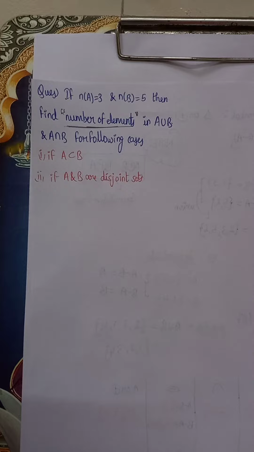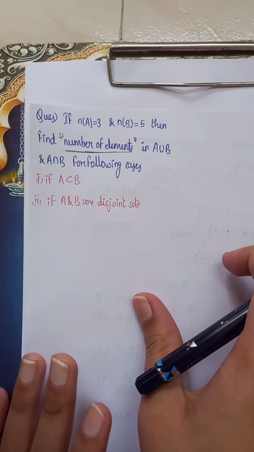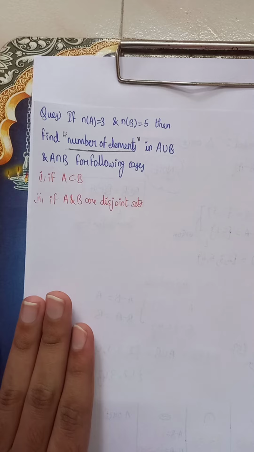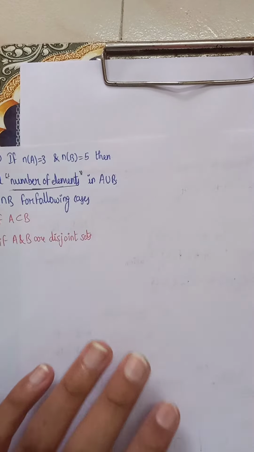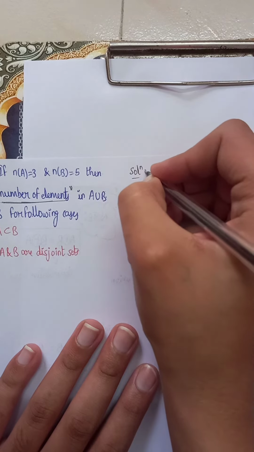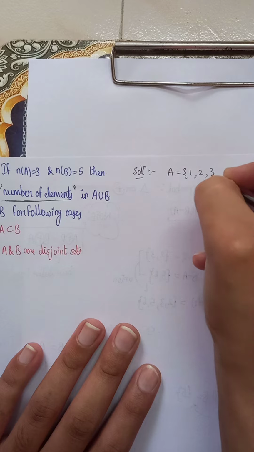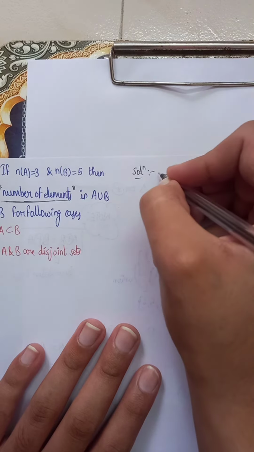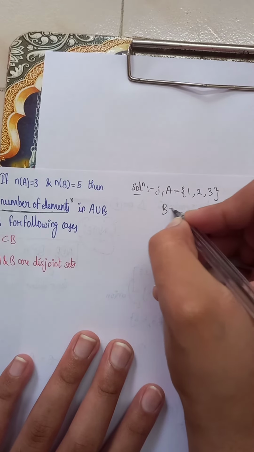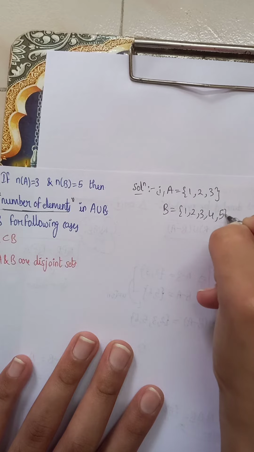So first, if A is a subset of B, let's solve this by taking an example. Then it will become easier for us. Suppose A is equal to {1, 2, 3}. This is the first point. If A is a subset of B, then B is {1, 2, 3, 4, 5}.